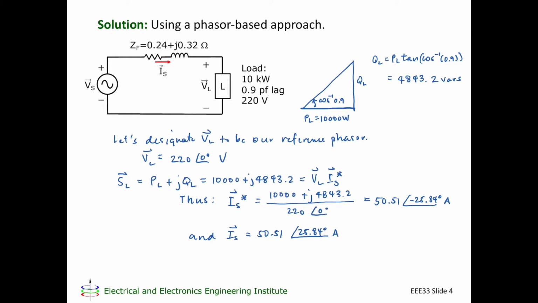Okay, how can I compute for V sub S? I can compute for V sub S using KVL. So from KVL, V sub S is equal to I sub S times jX sub F plus V sub L.